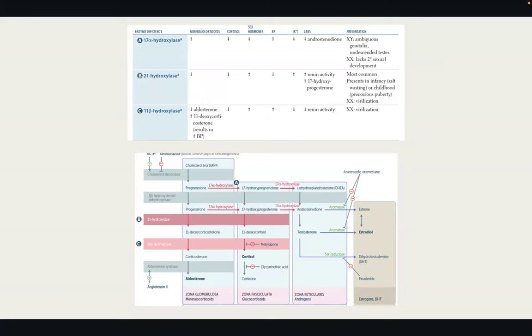I meant that they're going to be going through early puberty. My bad, excuse me. They're going to be going through early puberty. In males, it's going to be early puberty. Now, in females, what will this look like?